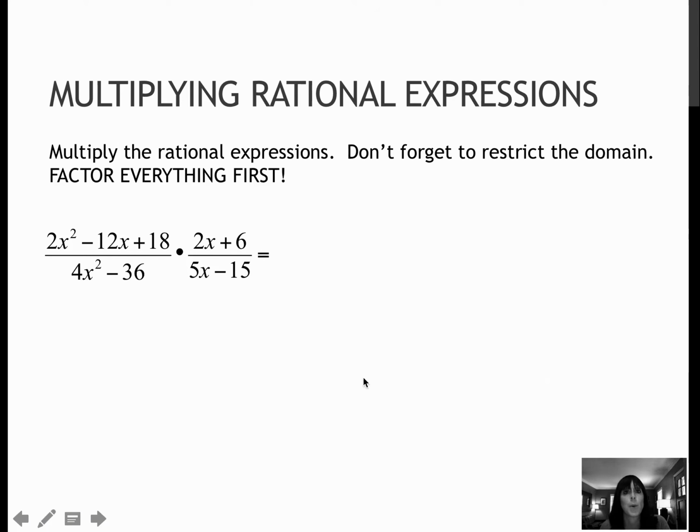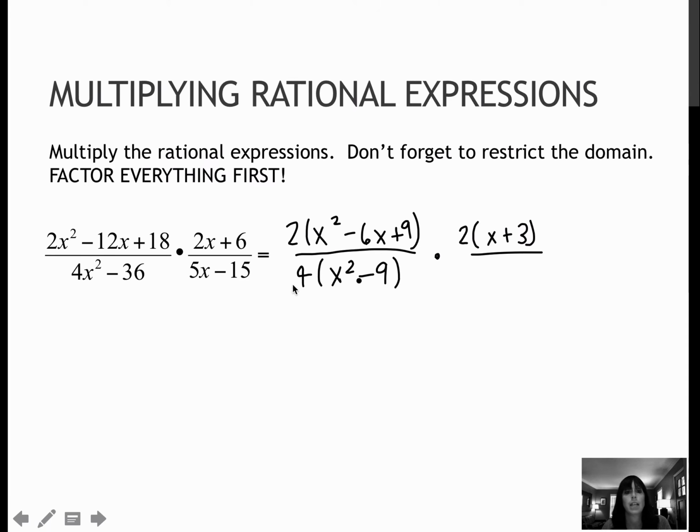So let's try a couple of practice problems together. Again, anytime we can factor, we will factor. So here, if I took a 2 out of everything, that would leave me with x squared minus 6x plus 9. If I took a 4 out of everything, that would leave me with x squared minus 9. If I took a 2 out of my other numerator, I would get x plus 3. And if I took a 5, I would get x minus 3. I haven't finished factoring, because this one has a squared value, and this one has a squared value, so they probably can be factored further.